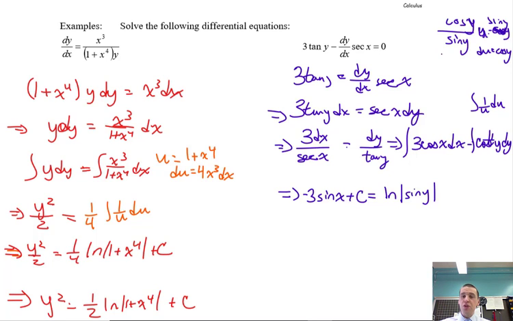Now, we don't have a condition to solve for c, so therefore we're going to solve for y. When we solve for y, I have to get rid of the ln, so I'll raise e to both sides. So e to the negative 3 sine x plus c equals sine y.